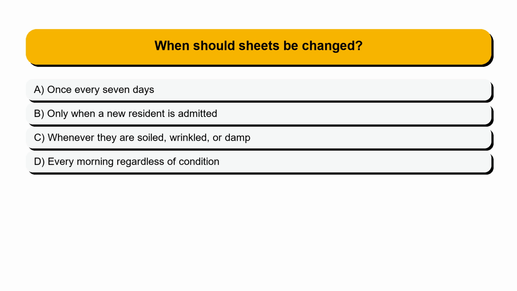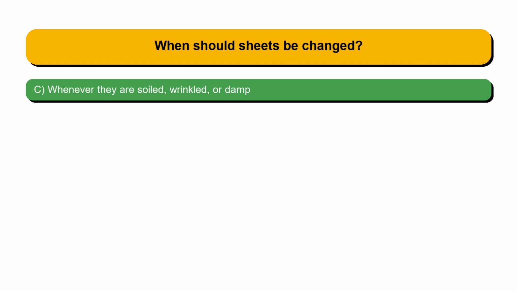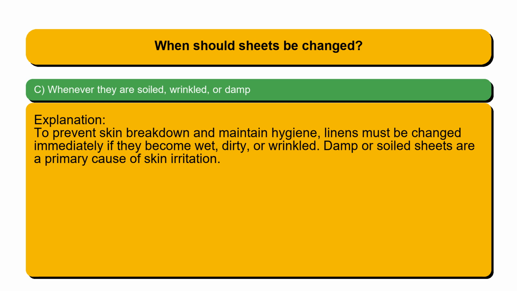Question 17. When should sheets be changed? Option A. Once every 7 days. Option B. Only when a new resident is admitted. Option C. Whenever they are soiled, wrinkled, or damp. Option D. Every morning regardless of condition. The correct answer is option C. Whenever they are soiled, wrinkled, or damp. To prevent skin breakdown and maintain hygiene, linens must be changed immediately if they become wet, dirty, or wrinkled. Damp or soiled sheets are a primary cause of skin irritation.